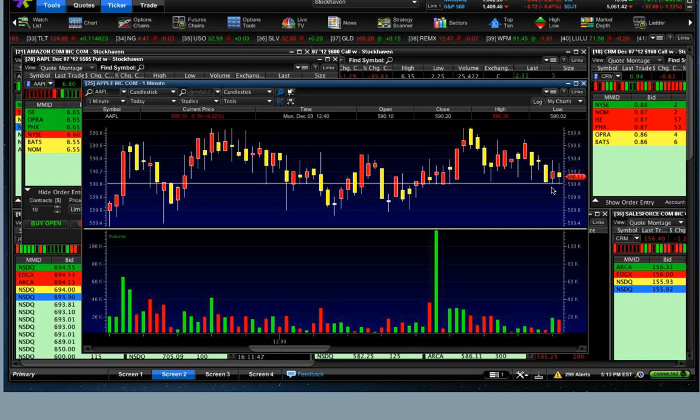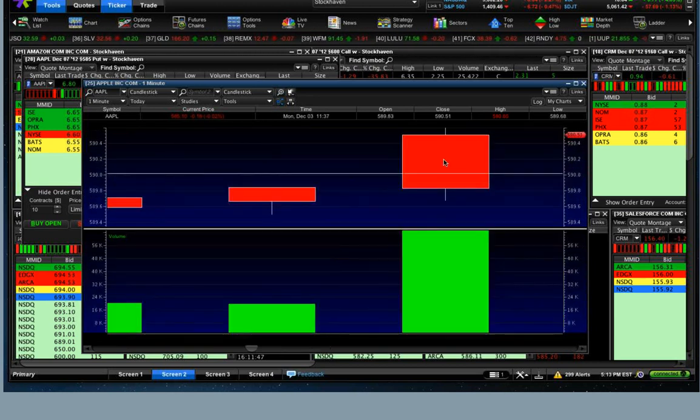How would it be ideal? What would have been ideal is this action right here. You see this candle? If this candle had been followed by another candle that went from 590.50 straight to 591, that would have been a much different scenario.